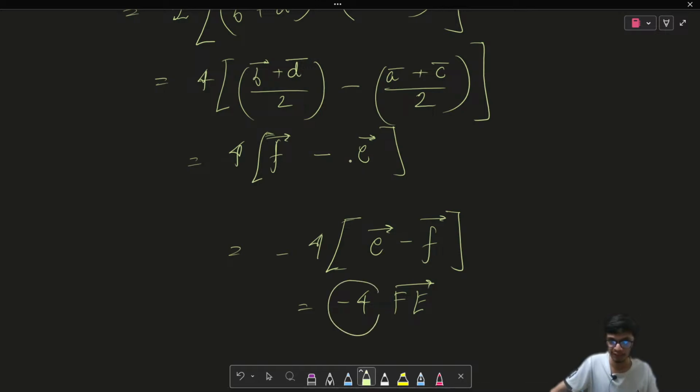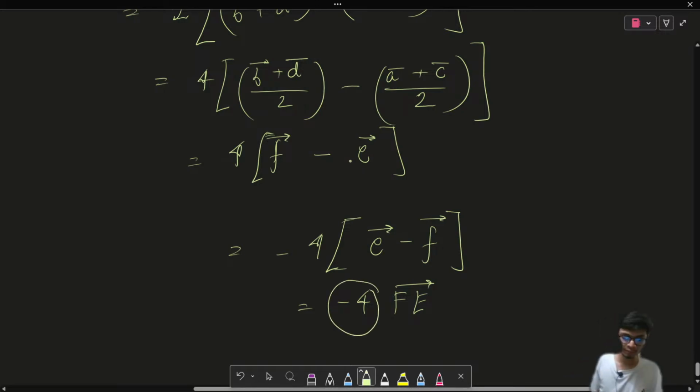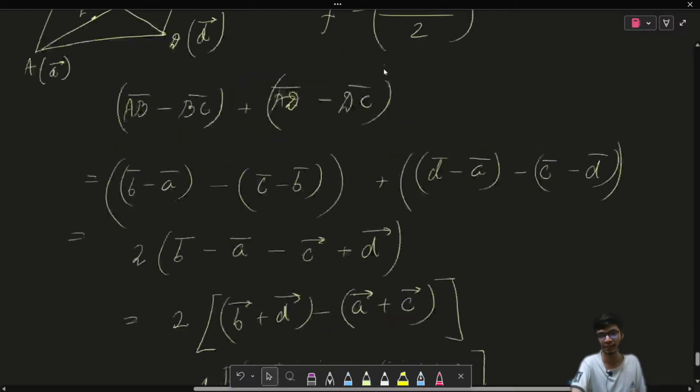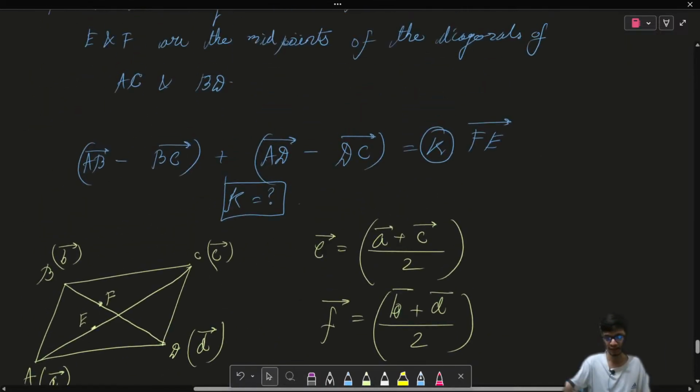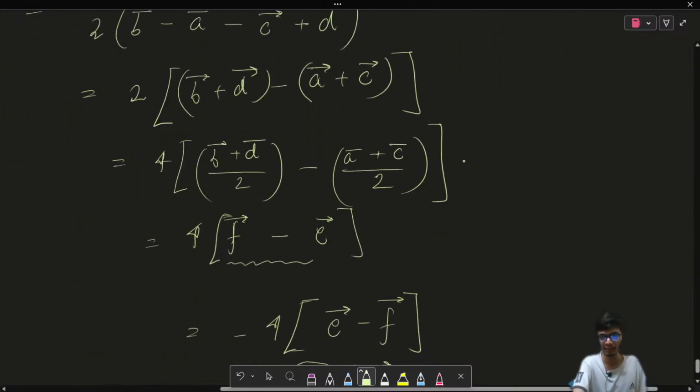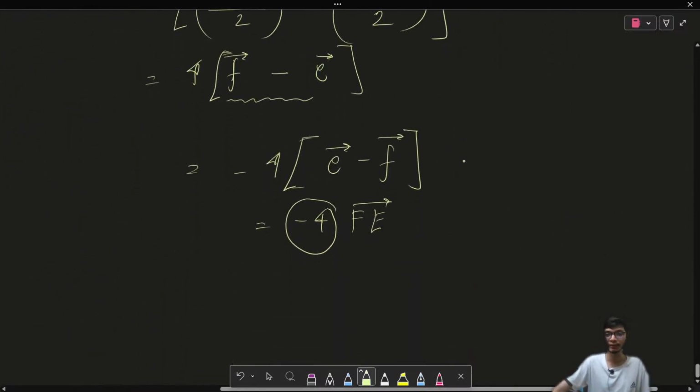So therefore the value of K over here, now I have seen many students make this mistake because of hurry. Generally they don't see this expression and they directly answer the question as K equal to 4. But please note that the question asks you the answer in terms of FE vector. So you have to give the answer in terms of FE vector, that is E vector minus F vector. That is going to be minus 4. So from here the value of K will come out as minus 4.